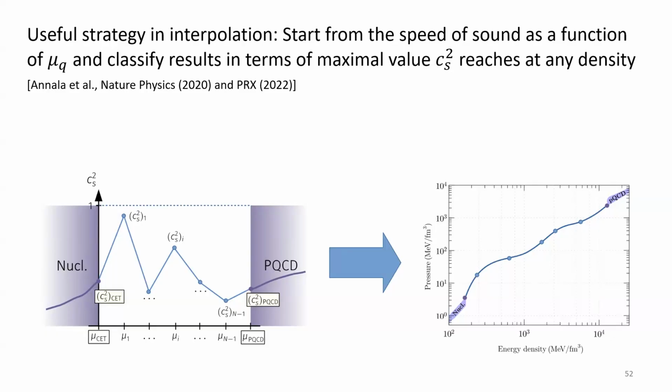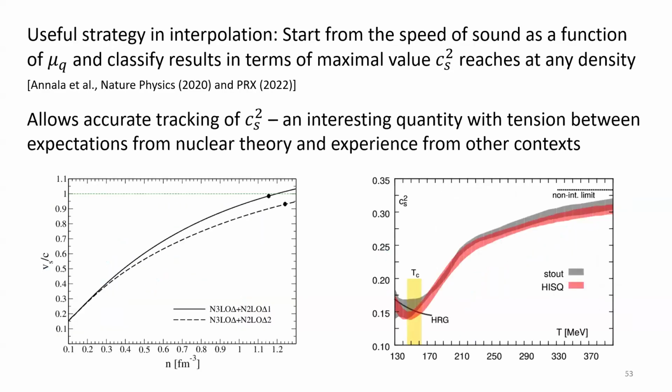So we just divide this chemical potential interval from the nuclear physics regime to this PQCD regime into some number of parts, typically 6 or 7 or 8, and then we construct this kind of spiky-looking piecewise linear speed of sound. We integrate the speed of sound to obtain the equation of state, the pressure as a function of chemical potential or energy density or number density. Why do we do this?